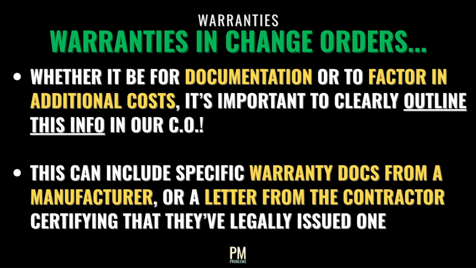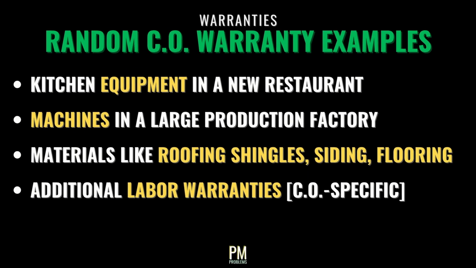Regardless of whether the warranty terms are included in the change order to document that the client is being provided one, or if there's additional cost for this warranty, it's important to explicitly state the warranty terms and charges, if any, in the change order. This may even include submitting specific warranty documentation provided by the manufacturer certifying that they've legally issued such a warranty within their change order. Some random examples of manufacturers' warranties within a change order could be for equipment installed in a restaurant kitchen or machinery in a factory, as well as for materials like roofing shingles, siding, flooring material, and so on. These are a few random examples off the top of my head. Like we said before, contractors may also include additional labor warranty terms to cover any of the additional work they'll be doing as well.